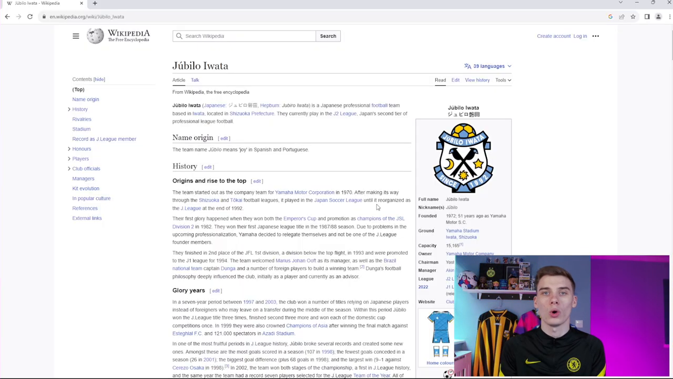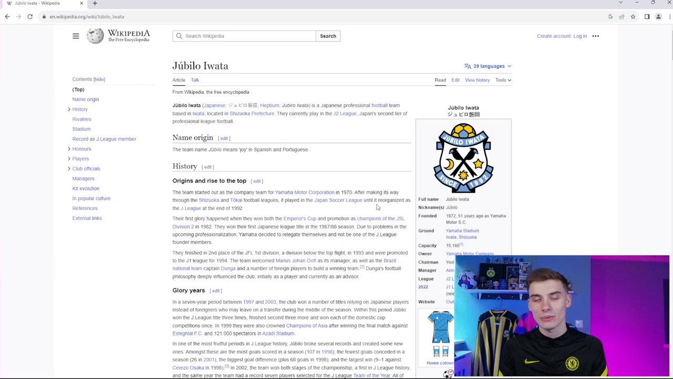Next, we're looking at a club in a similar situation with a little bit of a twist. This is Jubilo Iwata, a team that find themselves in the second division currently. Much like our previous team, they were very successful a few years back. At the start of the millennium, they had won three top division trophies and the AFC Champions League, which, if you don't know, is the Champions League equivalent for the Asian division. So they were a dominant side.